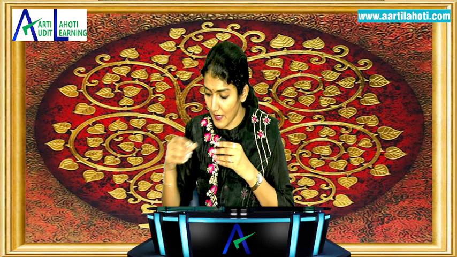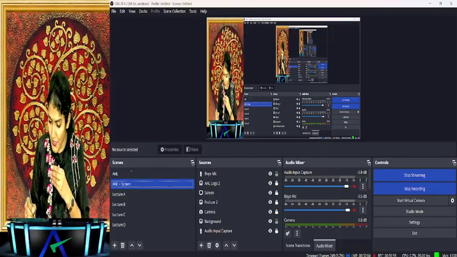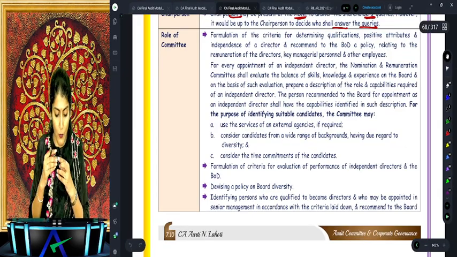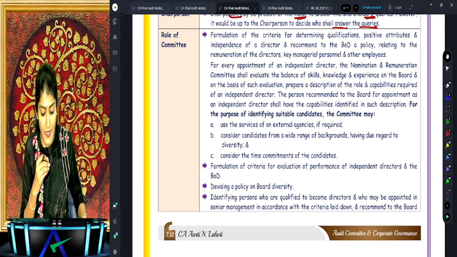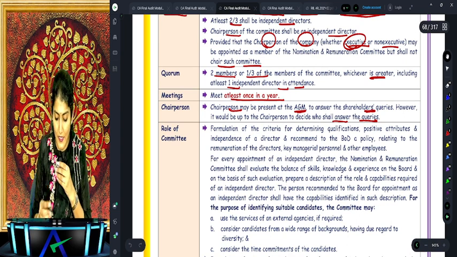And now we come to the further discussion regarding the Nomination and Remuneration Committee. Is it clear to everyone what we have discussed so far, and what we are going to discuss now? Everybody has a good understanding now of the committees we are discussing. Again, what does it say? How many times will it meet in a year?